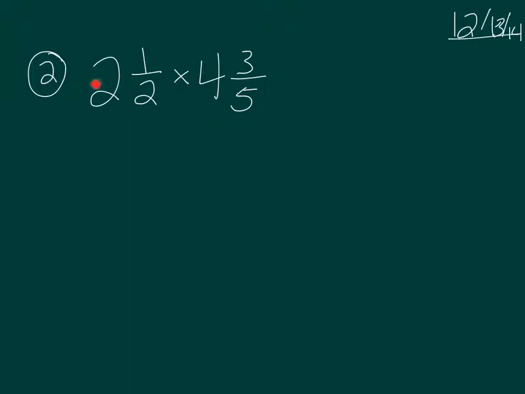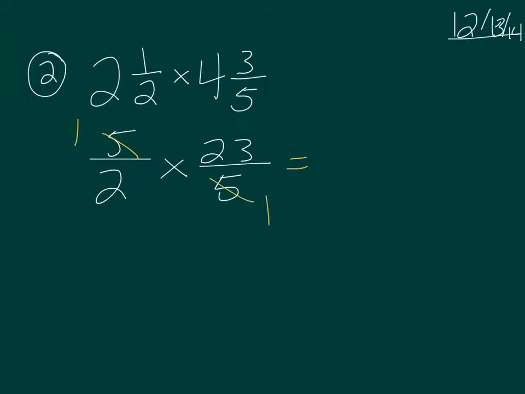Okay, we got to turn this into an improper fraction. So 2 times 2 is 4, plus 1 more is 5. 5 whats, 5 halves, times 4 times 5 is 20, plus 3 more would be 23. 23 what? 23 fifths. Ooh, we got a little gift from the fraction gods here. Got 5 in top, 5 in the bottom. You can clearly see what to divide by now. We're going to divide 5 by 5 and get 1, and 5 divided by 5 and get 1. And multiplying straight across, you get 23 over 2.